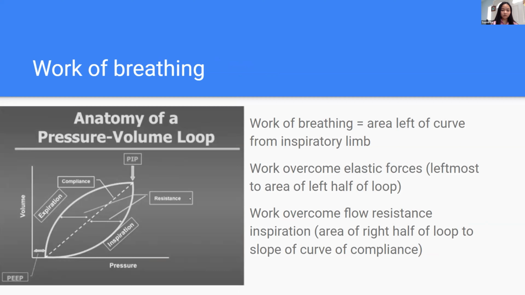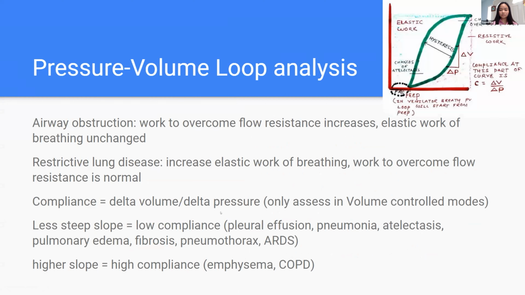The work of breathing here is shown, and as you can see, there's a slope of the line of compliance here. A steeper slope is associated with high compliance diseases such as emphysema, while a less steep slope suggests low compliance in pneumonia, atelectasis, fibrosis, and etc.